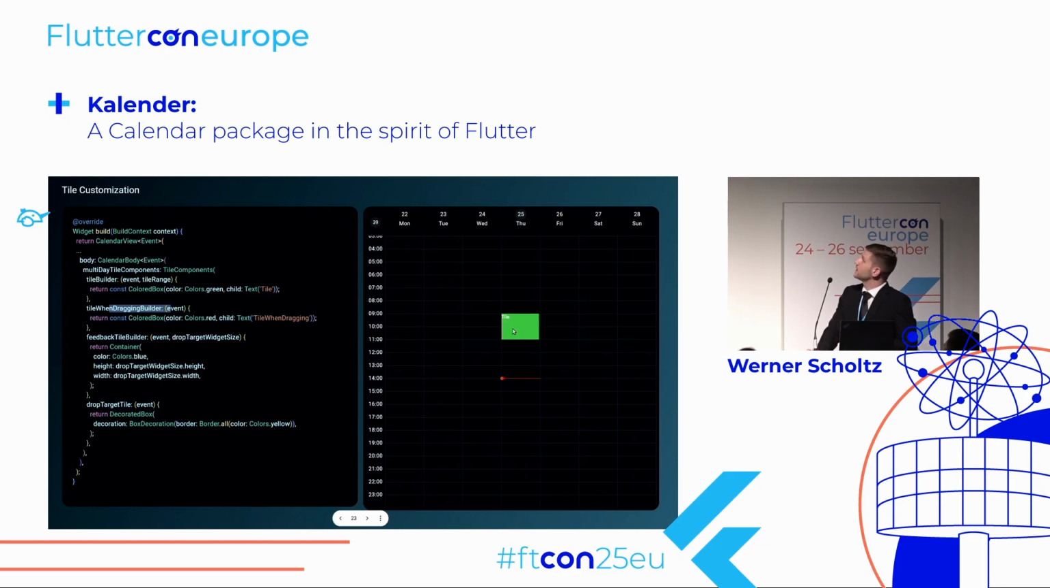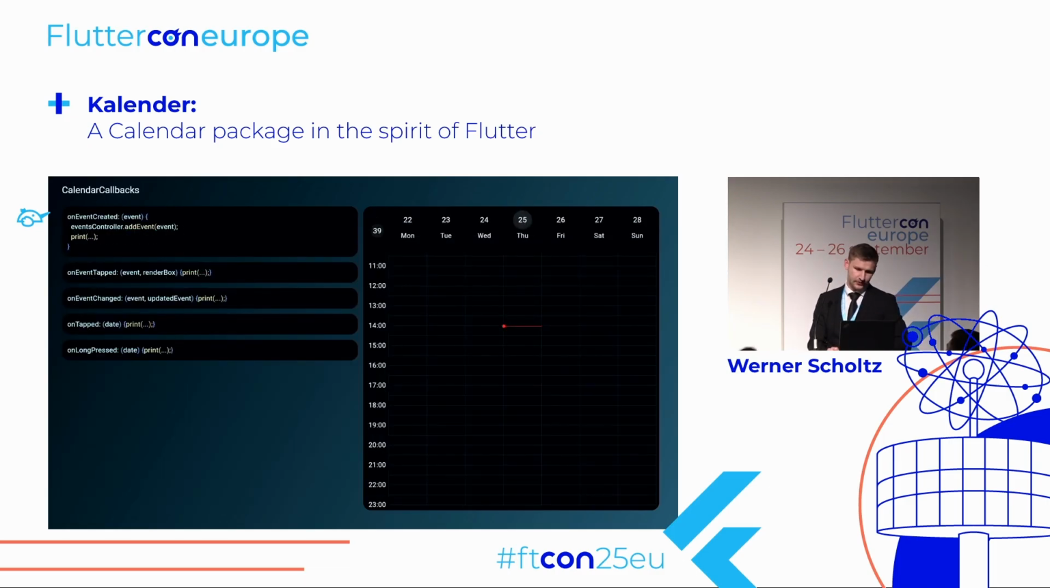The feedback tile is basically the blue tile that's following the cursor, and the drop target tile is the exact location where the event will be dropped if I release it. So this gives you a bunch of freedom to decide how you want to display these tiles or what they should look like. But just remember not to make them too expensive, because you will probably run into some performance issues if you do animations on each tile.